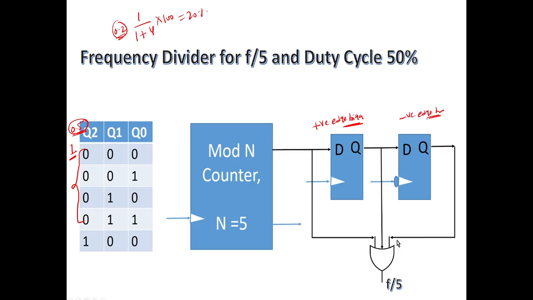Those outputs will be given to this OR gate in such a way that you are getting the F by 5 circuit. So the number of flip-flops are increasing. By seeing this, can you say any optimization technique? Can we decrease the number of flip-flops by seeing this table? Did you understand my question?